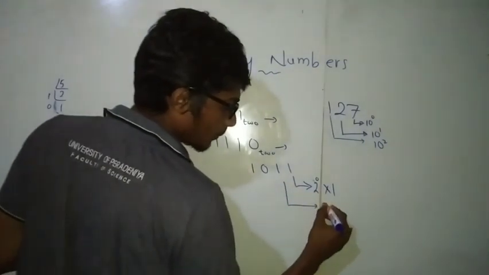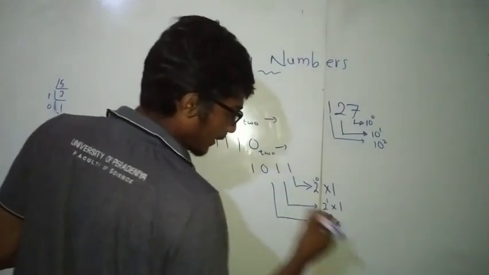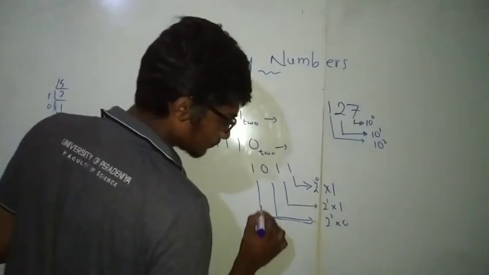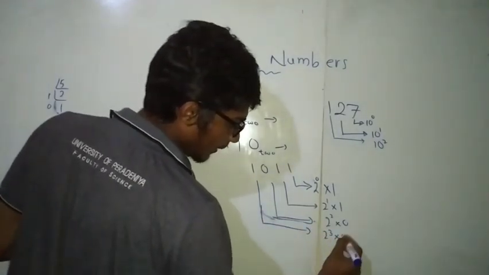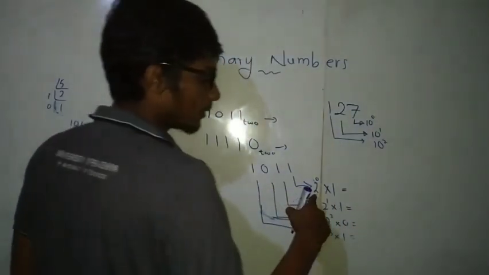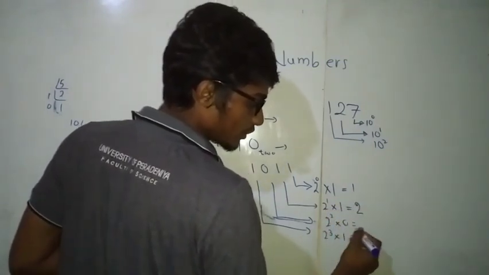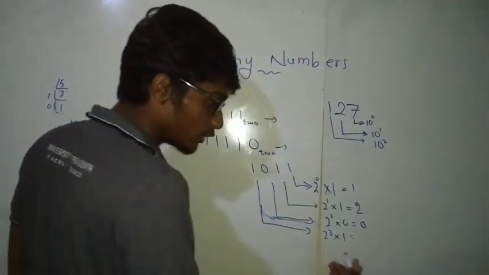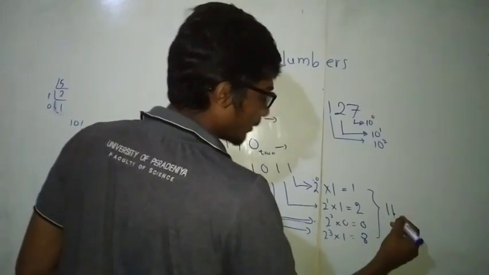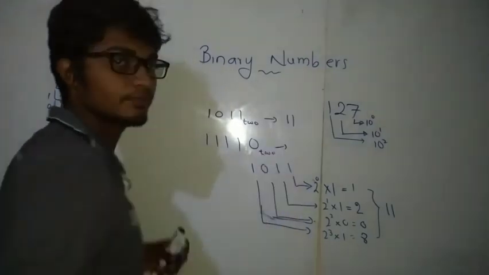Here what you have is 2 to the power of 1 multiplied by 1. Then 2 to the power of 2 multiplied by 0. And here 2 to the power of 3 multiplied by 1. Now you put all these numbers and add them together. 2 to the power 0 into 1 is 1, 2 to the power 1 into 1 is 2, 2 to the power of 2 into 0 is 0, and 2 to the power of 3, that is 8, into 1 is 8. When you add all these numbers, you get 11. So the decimal number represented by 1011 is 11.